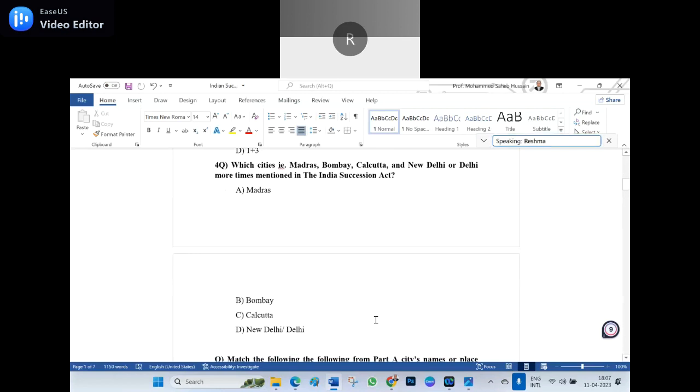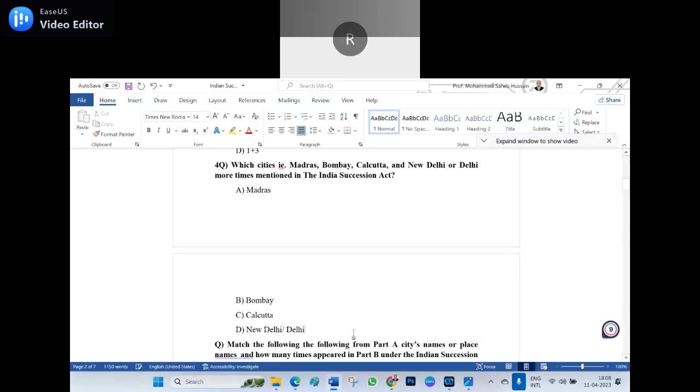Which cities, Madras, Bombay, Calcutta and New Delhi or Delhi, are mentioned the greatest number of times in the Indian Succession Act? A. Madras, B. Bombay, C. Calcutta, D. New Delhi or Delhi. Bombay, sir. Wrong. Second option. New Delhi. Wrong. It is Calcutta.